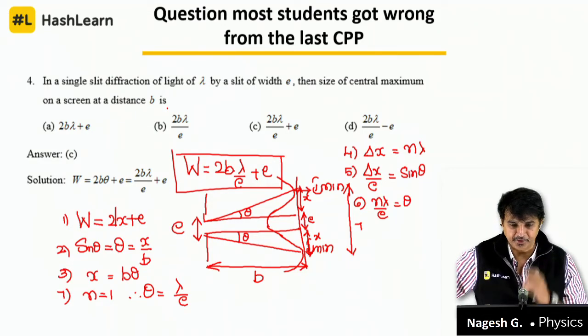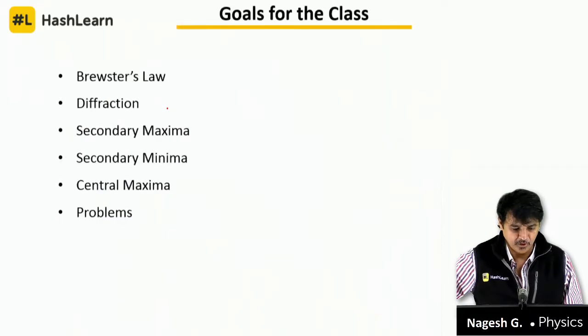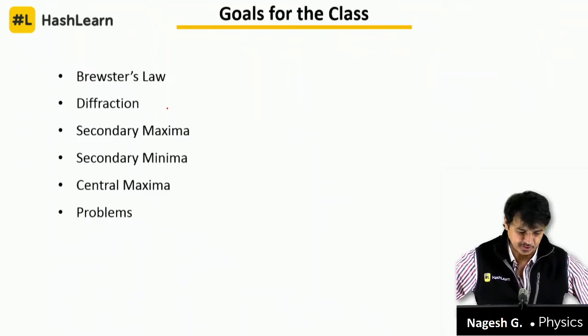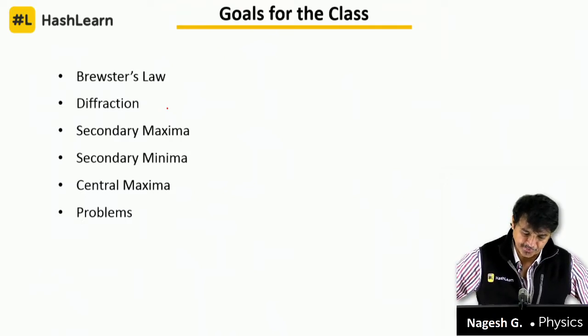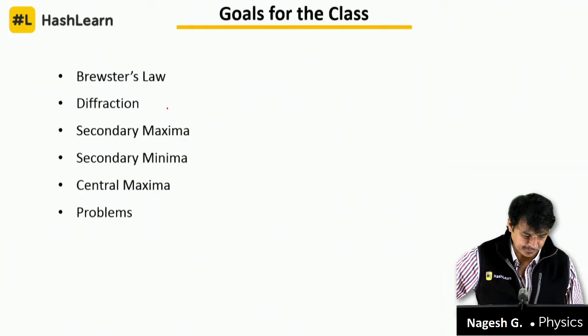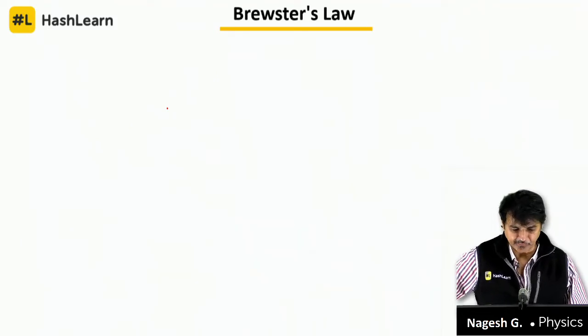So I hope now everyone has understood the concept behind this problem. It is a very good application on diffraction. Now let us go to the goals of today's session. Brewster's law, which we have to finish in polarization. After Brewster's law, I will gear up with diffraction, and in diffraction the key areas are the condition for secondary max, condition for secondary min, followed by width of the central max and numericals. Now let us go to Brewster's law.